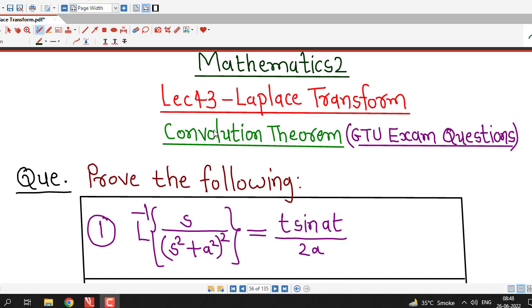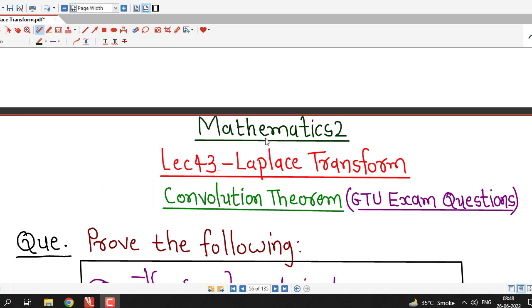Hello friends, I welcome you in lecture number 43 on Laplace transform. In this lecture we are going to discuss two formulas for inverse Laplace transform using convolution theorem.